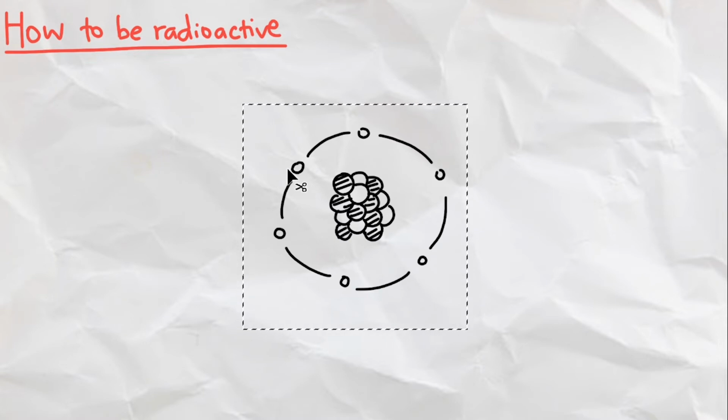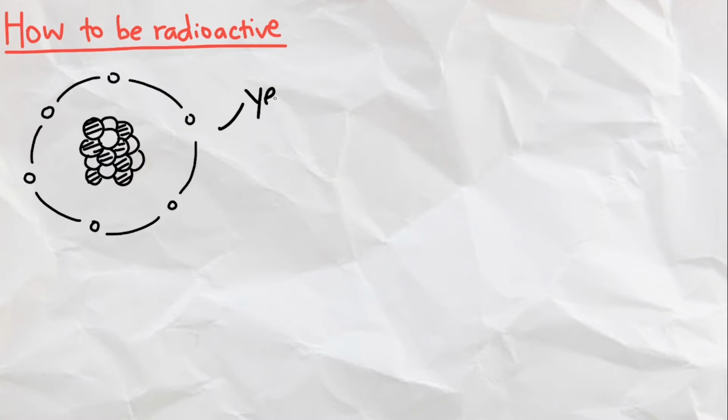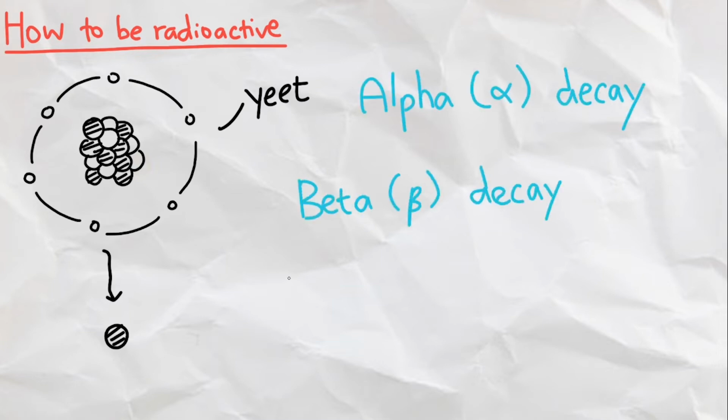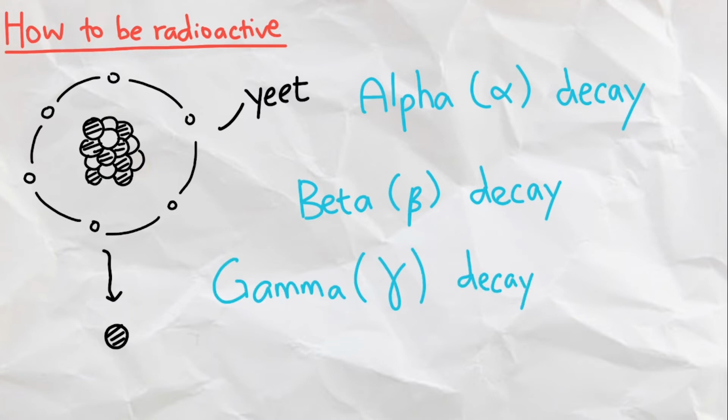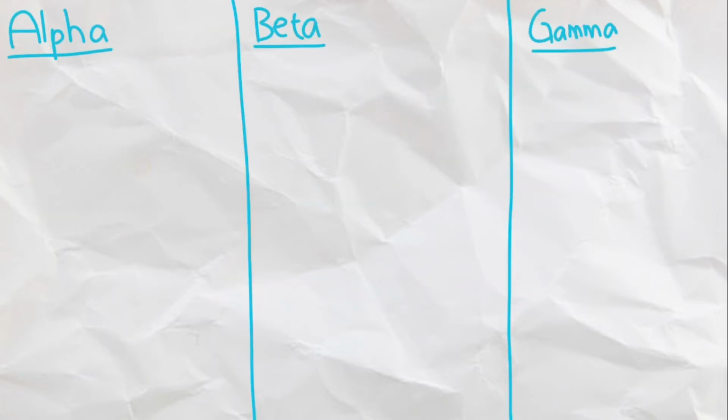So now, how do unstable atoms make themselves radioactive? As I mentioned earlier, those unstable atoms want to somehow become stable, by somehow getting rid of their particles and energy. There are 3 main ways to do this: alpha decay, beta decay, and gamma decay. Starting off with alpha decay, it is when an atom releases an alpha particle, which is made of 2 protons and 2 neutrons, same as the nucleus of a helium atom.